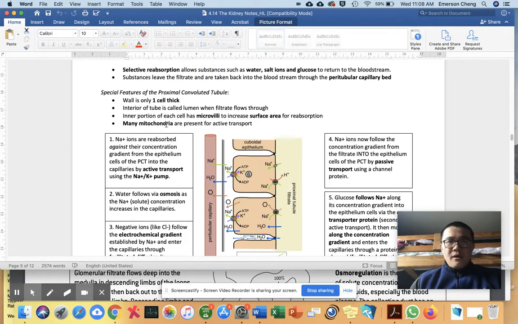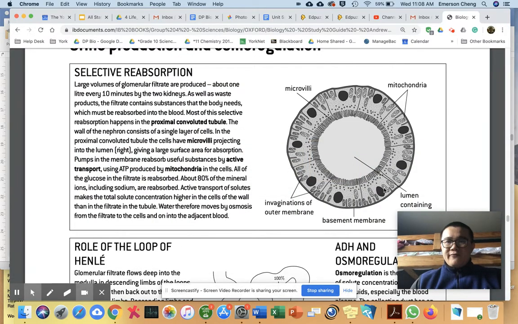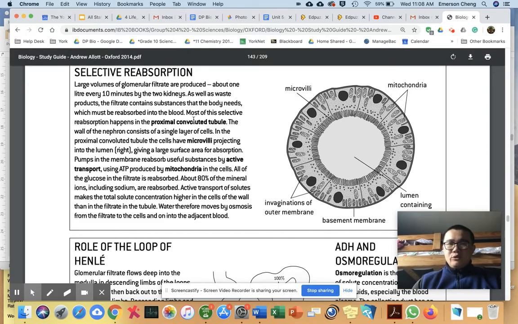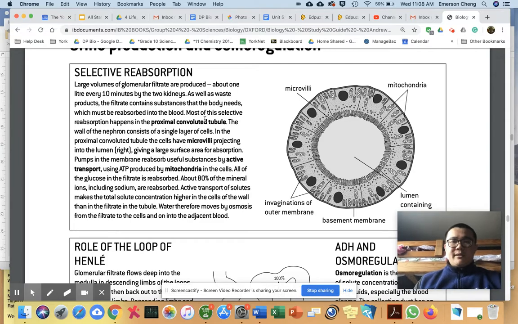So all these features: wall, one cell thick, lumen, microvilli. You're seeing this here in the proximal convoluted tubule in the kidney. You will see it again in the small intestine.